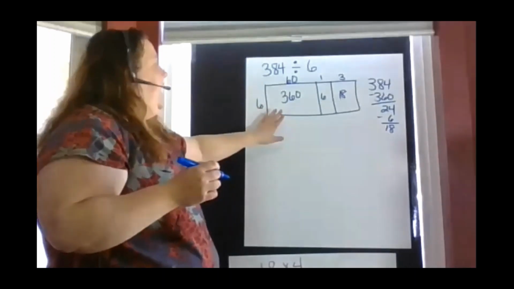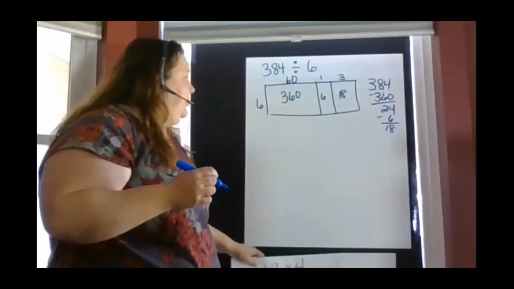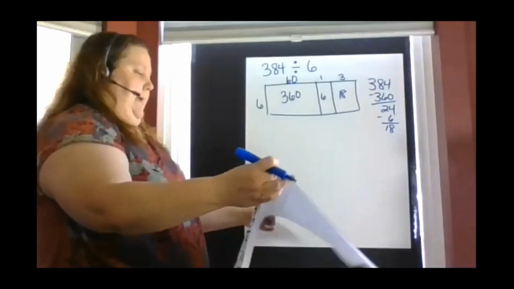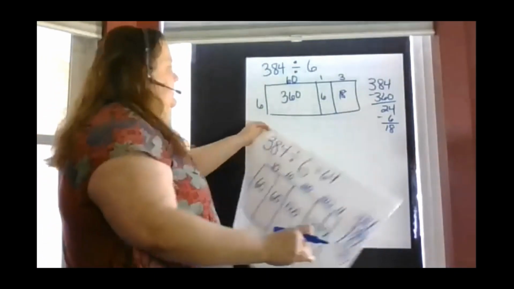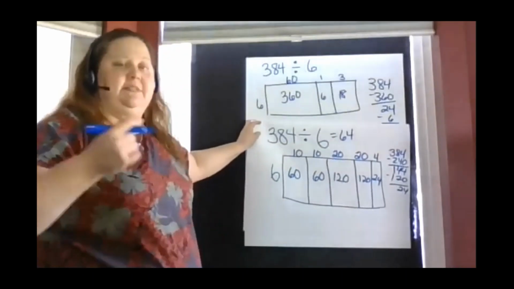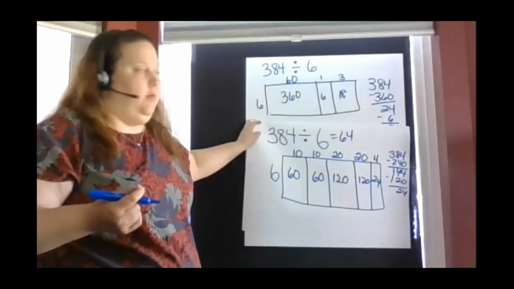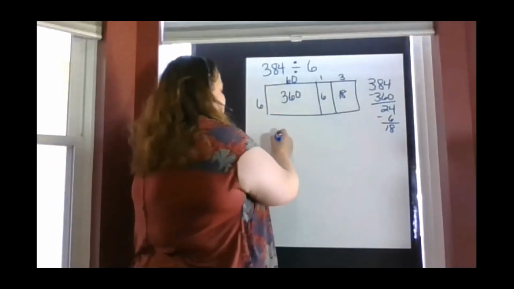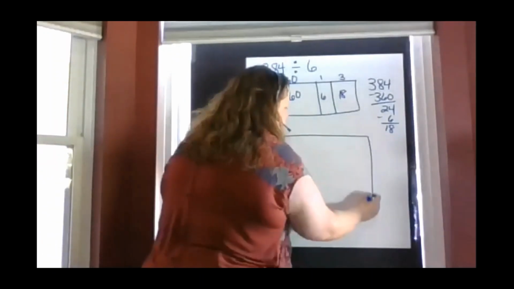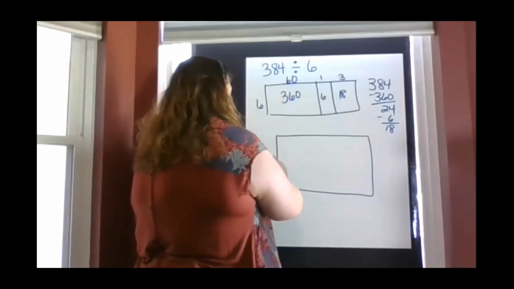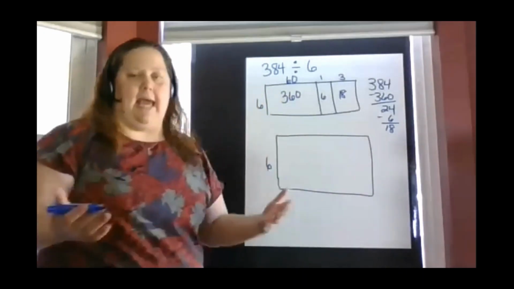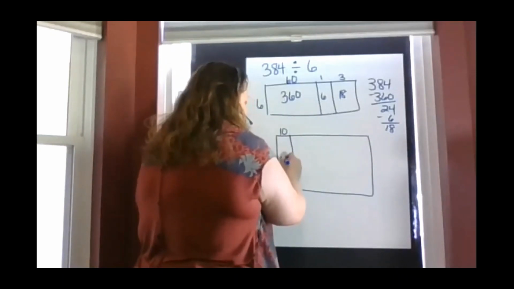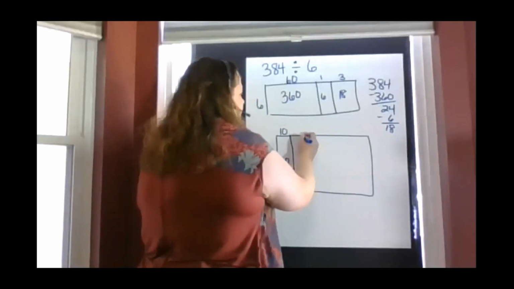So this problem can look different for different students based on the facts that they know. So maybe I didn't know this piece of information, and I only knew tens. So I could do 10, and I would keep track.